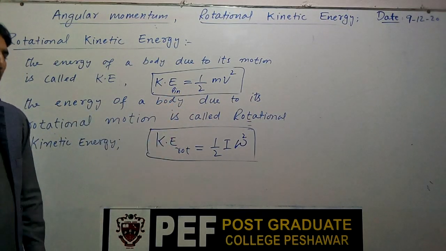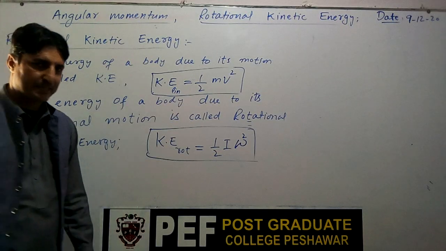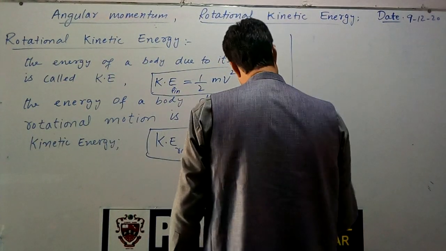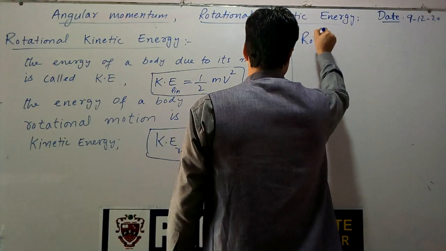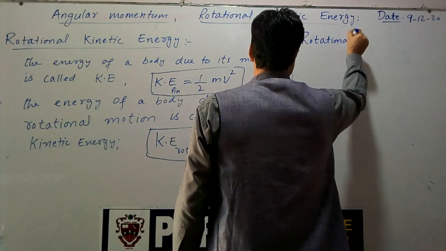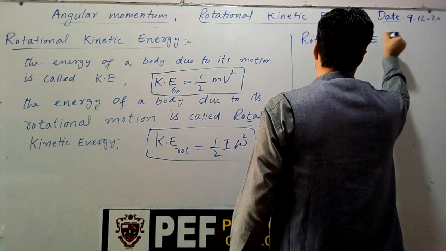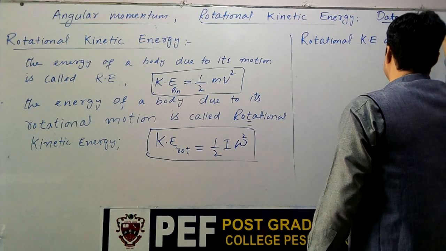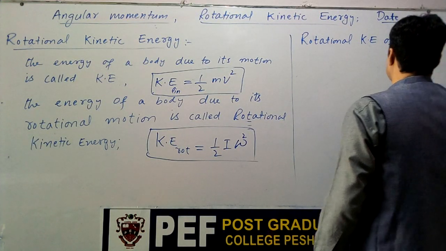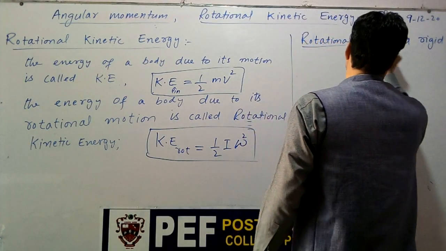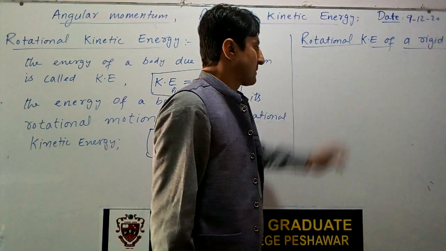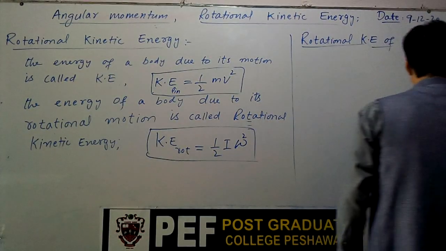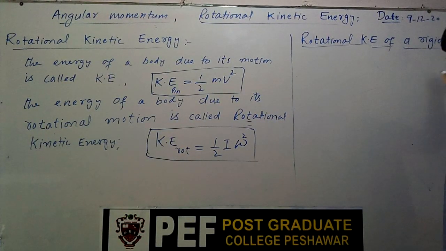It will be clear to all of you. Now how to calculate the rotational kinetic energy of a rigid body? To calculate rotational kinetic energy for a rigid body, suppose we have a rigid body like this. This is the center of mass or center of gravity of the rigid body.